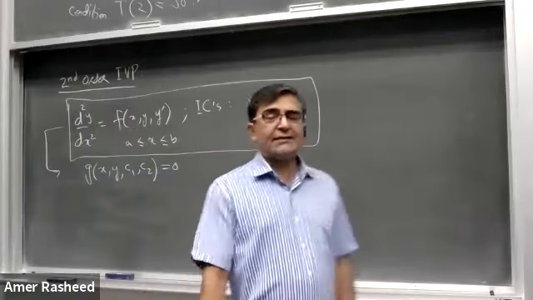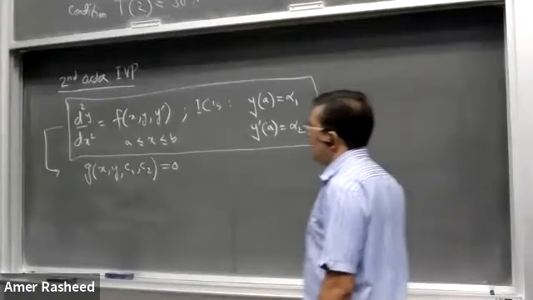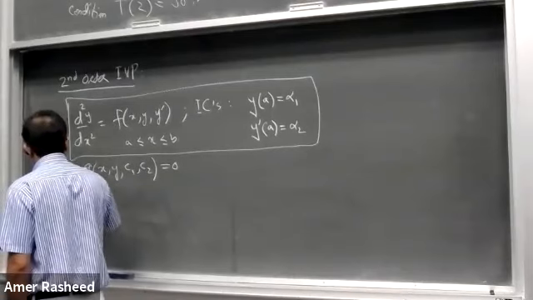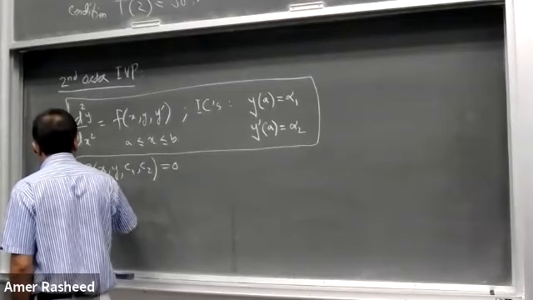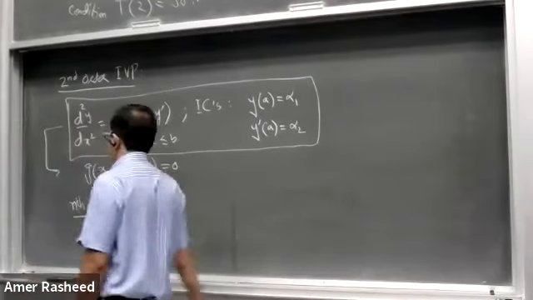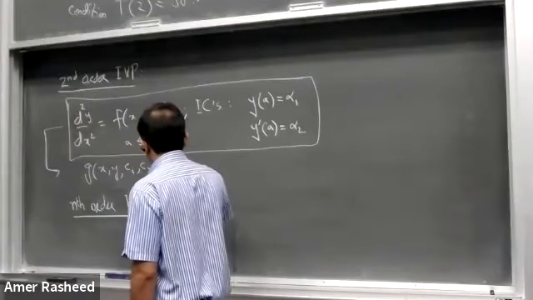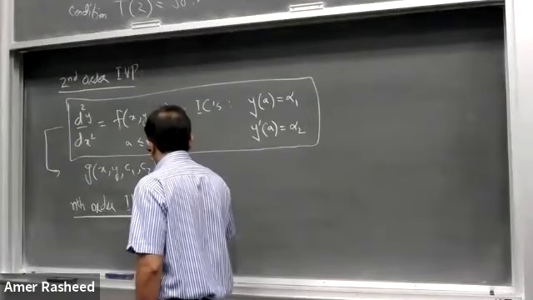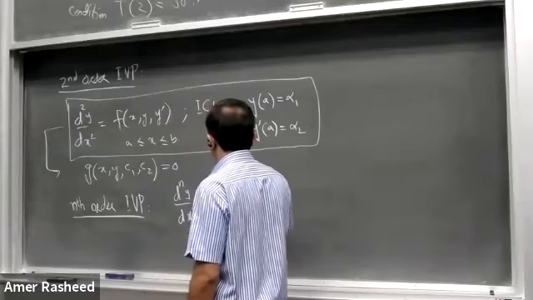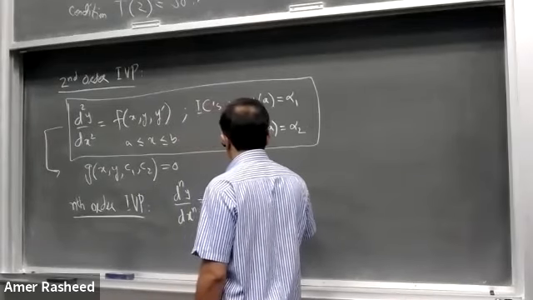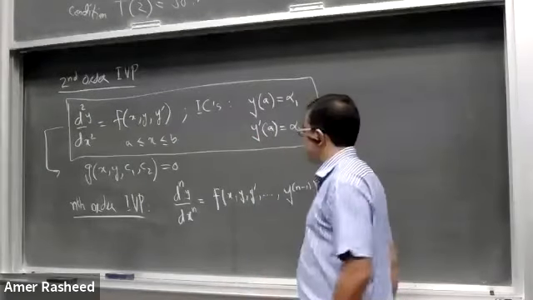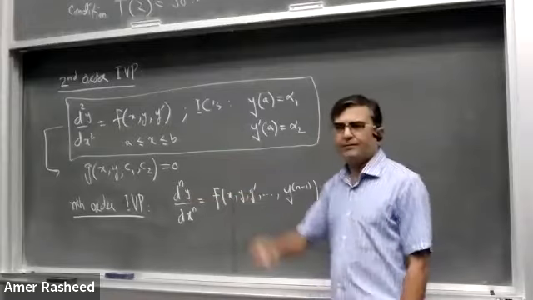So this is a second order initial value problem. We can generalize this and define the nth order initial value problem. In the nth order initial value problem, the equation should be of this form: d^n y by dx^n is equal to f of x, y, y dash, and so on, up to the (n minus 1)th derivative, because the nth derivative goes on the left hand side.